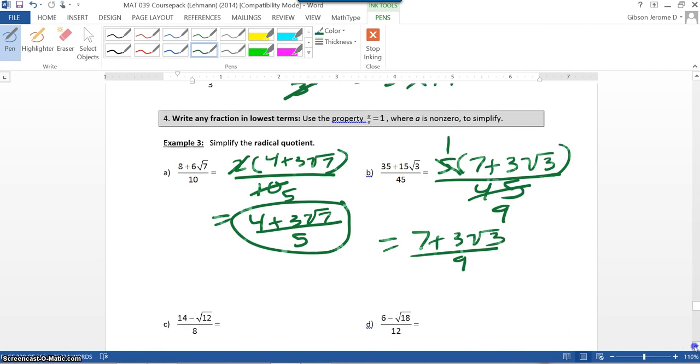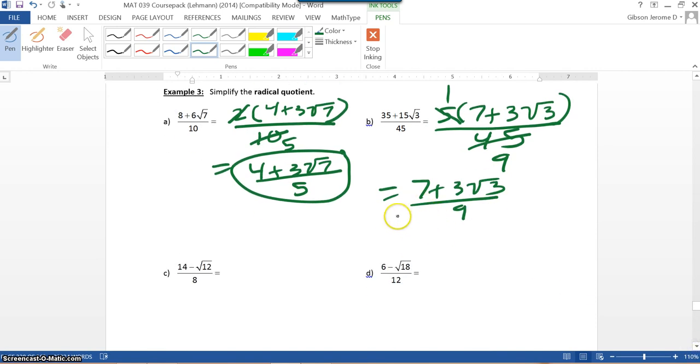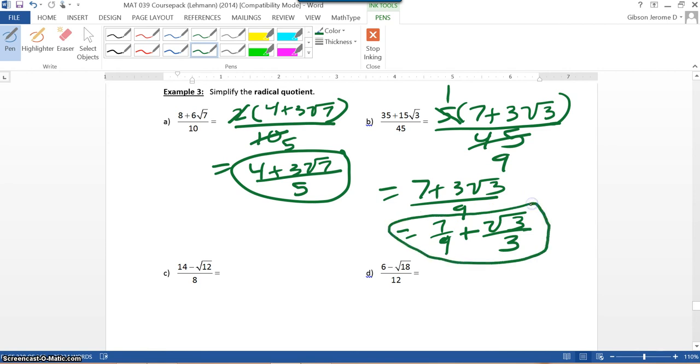Now we can simplify this even further. We can make this 7 ninths plus, now we know 3 and 9, 3 goes into 3 once, 3 goes into 9 3 times. So this would be the square root of 3 over 3. So 7 ninths will remain the same. So this could be our final answer as well.